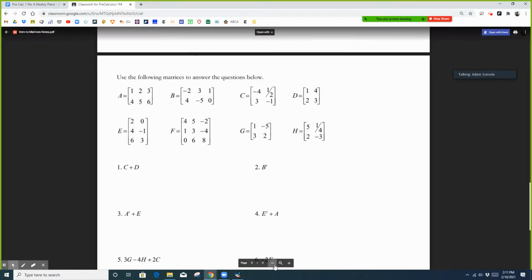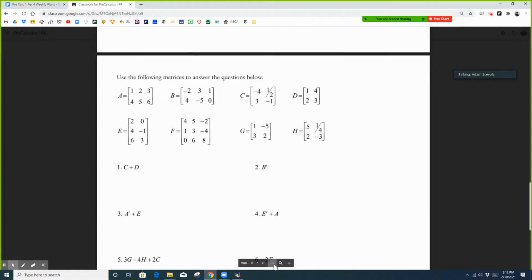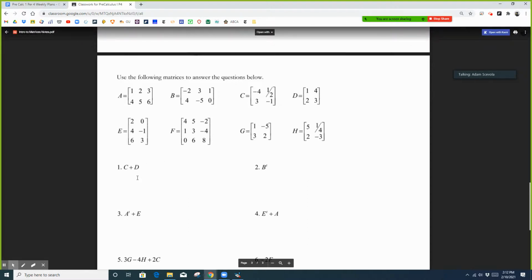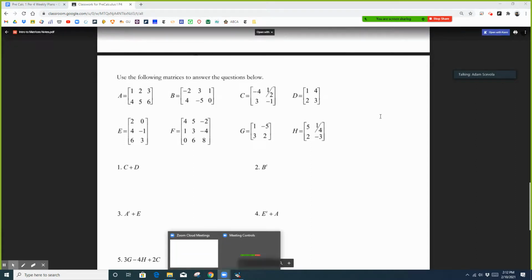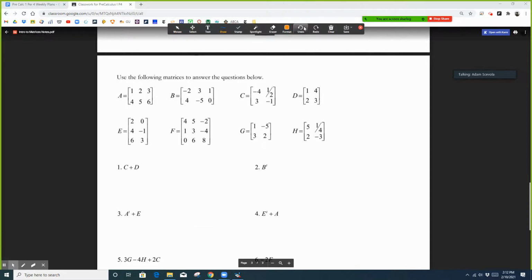So if you have a different type of calculator, just let me know and I'll help you with your calculator. So, C plus D, we'll do that one together. That one's pretty easy. They have the same dimensions, so you can just add the entries in each position.